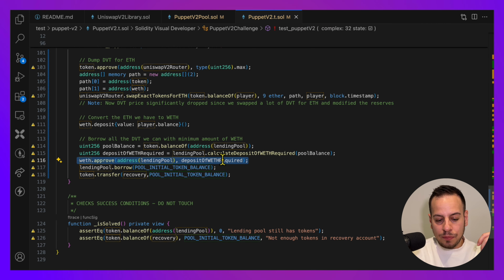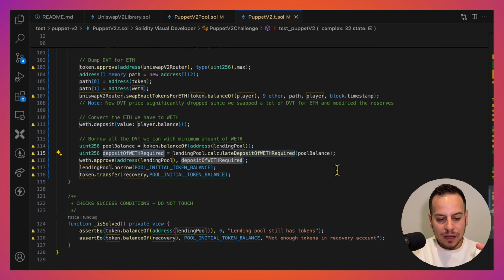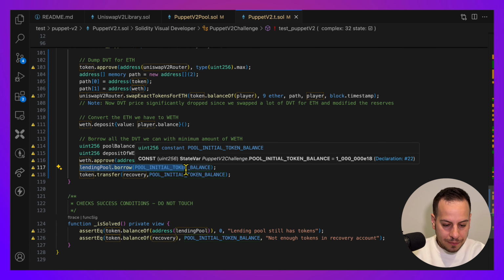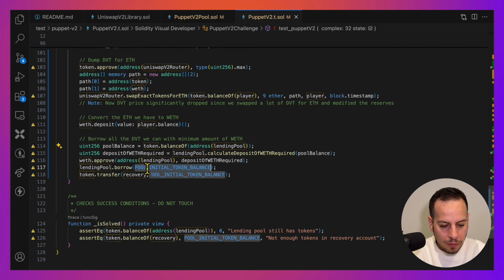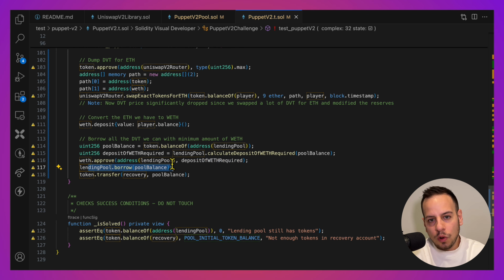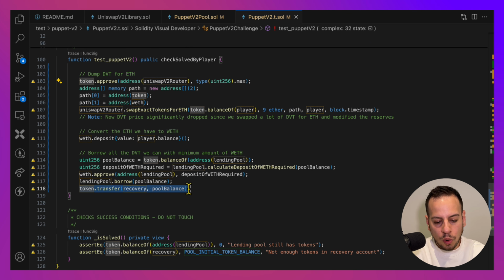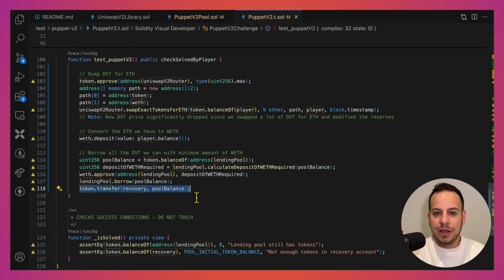We approved the lending pool to spend this required ETH that we need to deposit in order to borrow all the DVT. And of course, we passed all the pool balance. We want to borrow all the DVT, all the 1 million tokens. And then we just call this borrow function. We can actually pass here the pool balance instead of this constant, and as well here. So we are essentially borrowing all the DVT tokens, all the pool balance, using our minimum amount of wrapped ETH after we manipulated the price over here, and eventually transferring all the tokens to the recovery account.